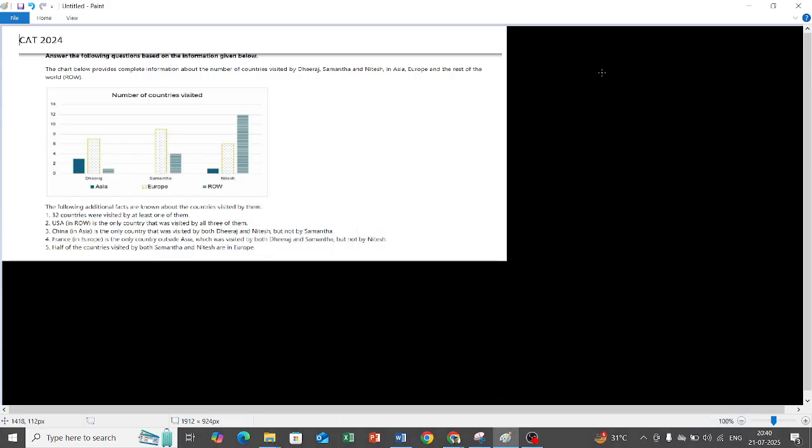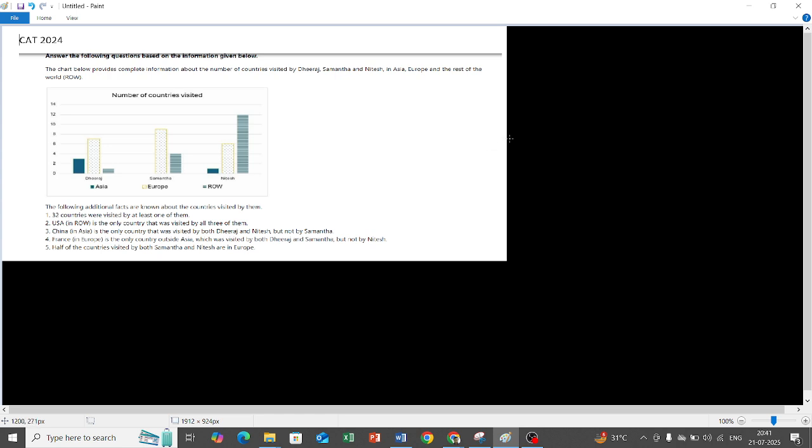Okay, the chart below provides complete information about the number of countries visited by Dheeraj, Samantha and Nitesh in Asia, Europe and rest of the world, ROW. The following additional facts are known about the countries visited by them. 32 countries were visited by at least one of them.